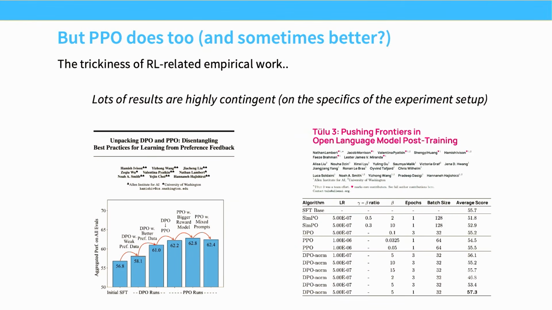One of the things that I thought was very interesting was that these results are very, very contingent on the specifics of the experiment setup. Even at AI2, there was a paper that said it turns out that if you go from DPO to PPO, you'll get a better result. But then they also had a paper for Tulu 2 where they said, actually, if you do DPO right, you can do better than PPO. So depending on how you execute this, one can be better than the other.